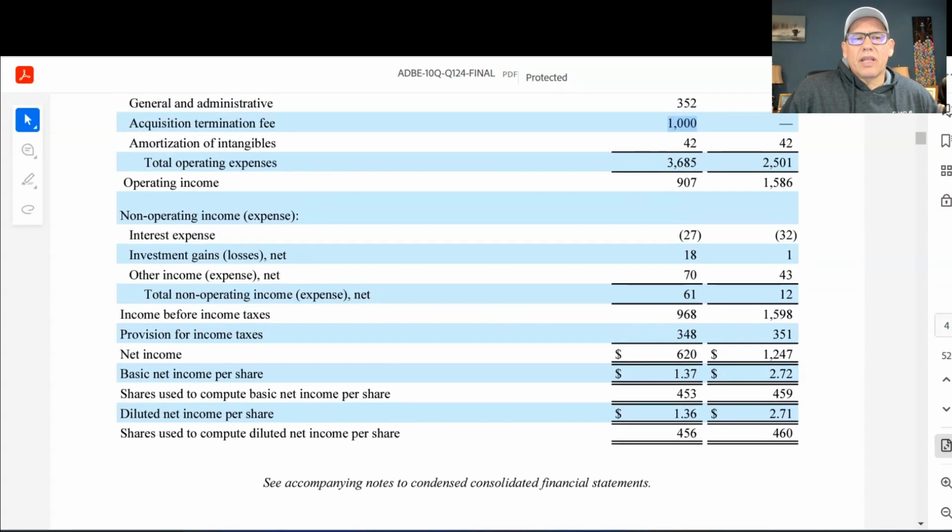Once we get through the operations of the business, there's interest, which is something that companies pay on their debt, and there's investment gains. Now, the reason that these are separated is they're not affecting the operations of the business. They're just kind of side things like interest or gains on investments. Then we get to our net income. Net income is down here. And of course, earnings per share. Net income is then divided by the number of shares, and we get to our earnings per share numbers.